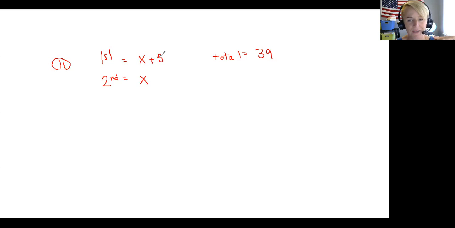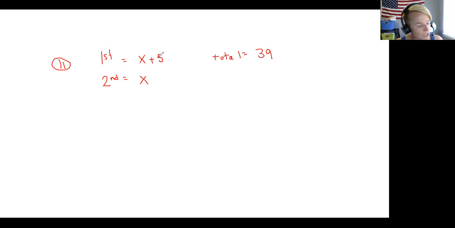Wow, not too complicated, right? So the total number was 39, and it wants me to separate the number 39 into two parts. Here's a chunk that I don't know what it is. It's my second number. It's an X. And then here's another chunk, and the only thing I know is it's the same as the second number plus 5 more. That's what it tells me.